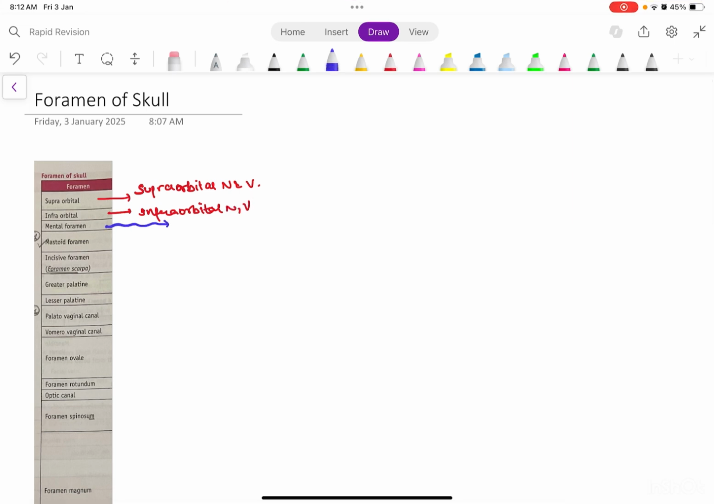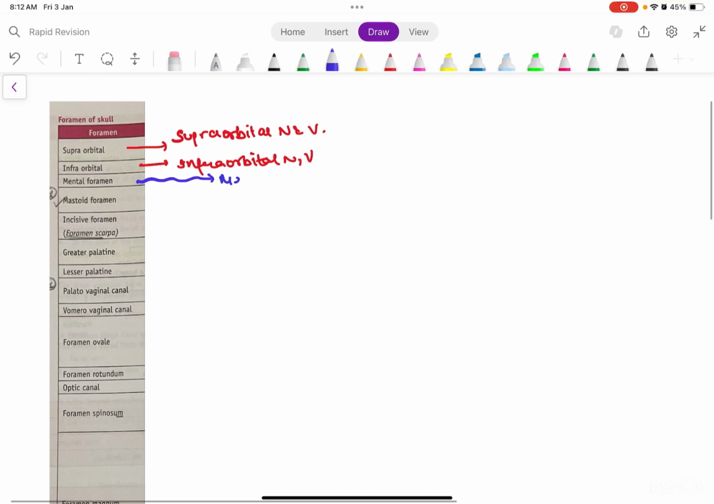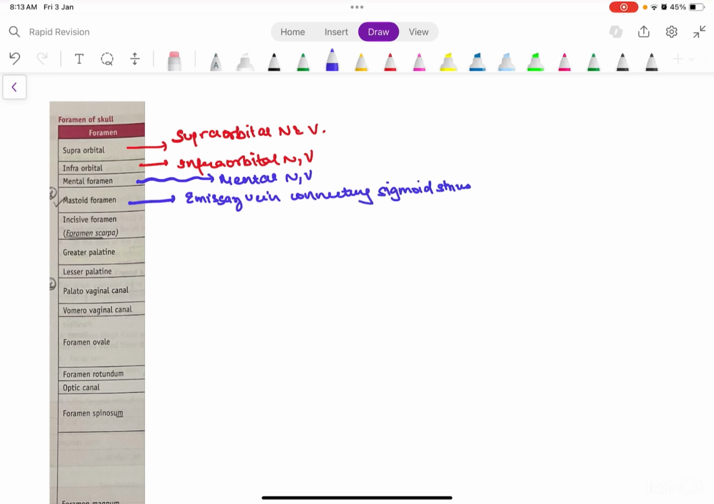Now, the mental foramen is important. It is located between the two premolars. Now, the mastoid foramen has a mystery vein connecting the sigmoid sinus with the posterior auricular vein and the meningeal branch of the occipital artery.